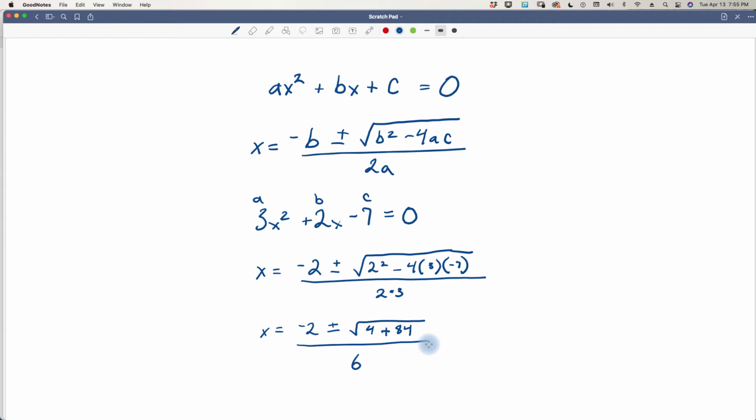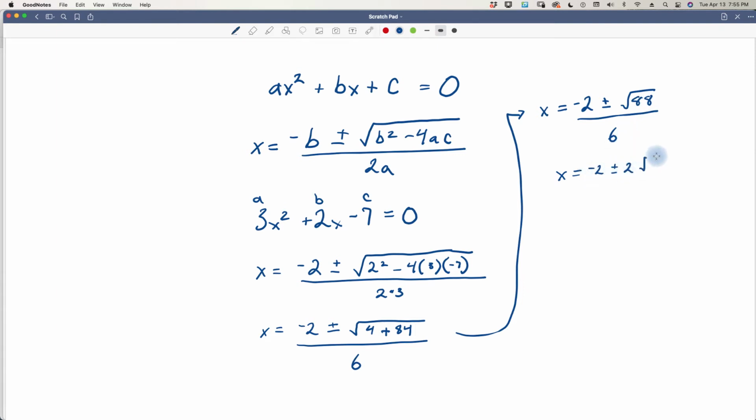So now, let's move over here for the sake of space. We're going to say x is equal to negative 2 plus or minus, and we're going to add the 4 and the 84 together. That's going to be the square root of 88 over 6. x equals, we can pull out 4 times 22. So the square root of 4 is 2. So negative 2 plus or minus 2 times the square root of 22 over 6.